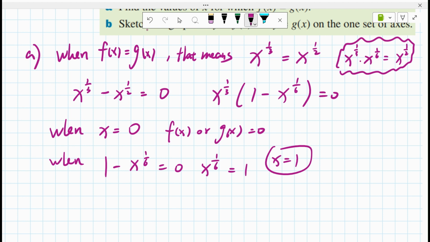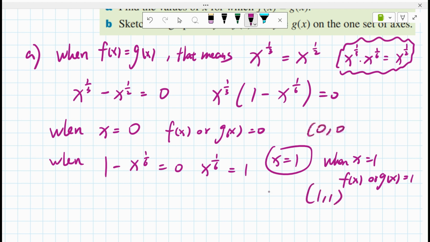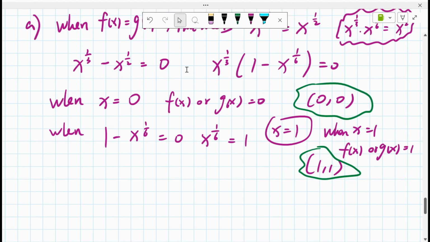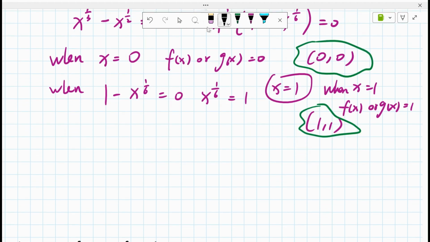Perfect. Does that make sense? Yeah. So when x equals 1, f(x) and g(x) equal 1 as well. So we have (0, 0) and (1, 1). These two are the answers. Perfect. Now I'm going to sketch both graphs.